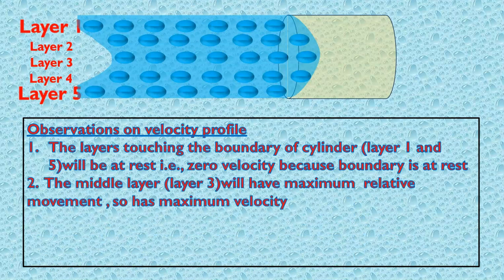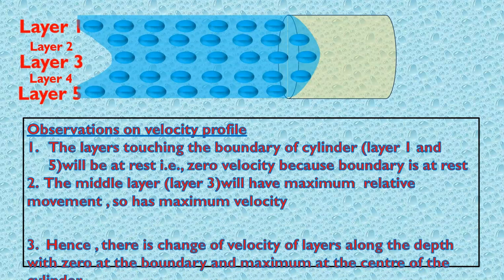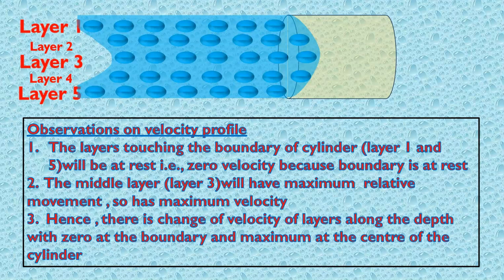The middle layer, layer 3, will have maximum relative movement, so it has maximum velocity. You can see in layer 3, it has maximum velocity. And point number 3, hence there is a change of velocity of layers along the depth, with 0 at the boundary and maximum at the center of the cylinder. Yes, the velocity profile is marked where it changes from 0 and reaches the maximum at the middle.